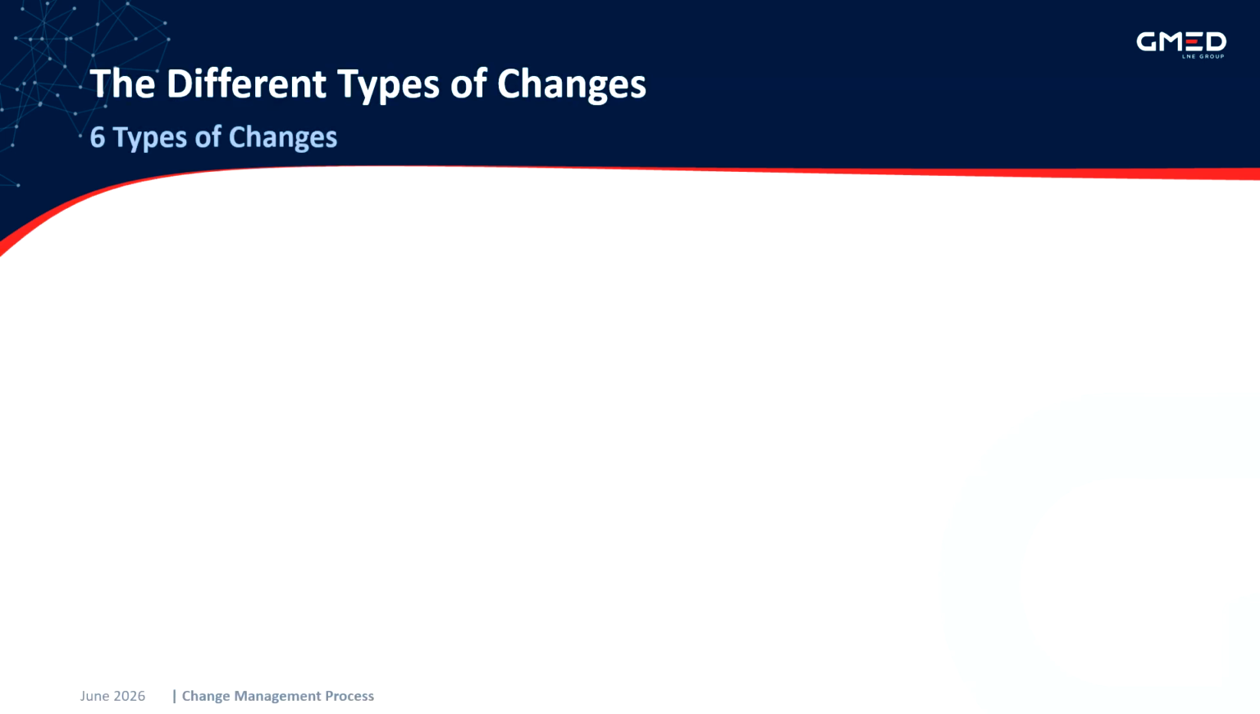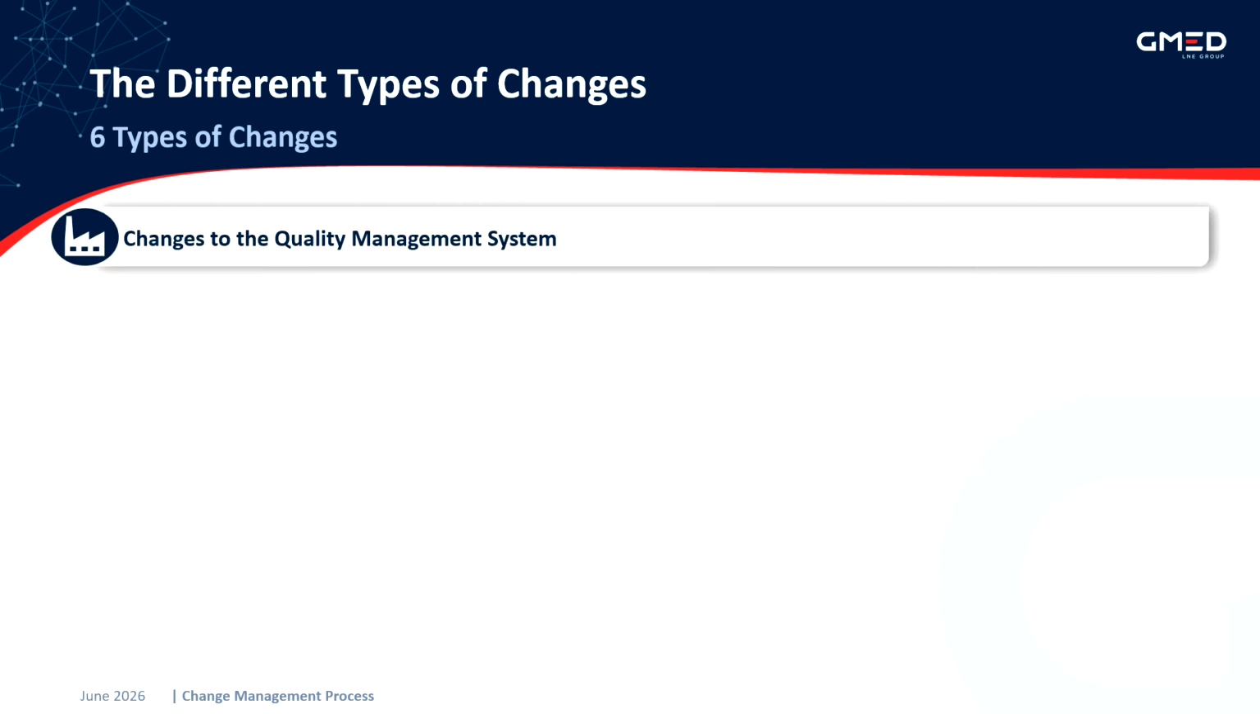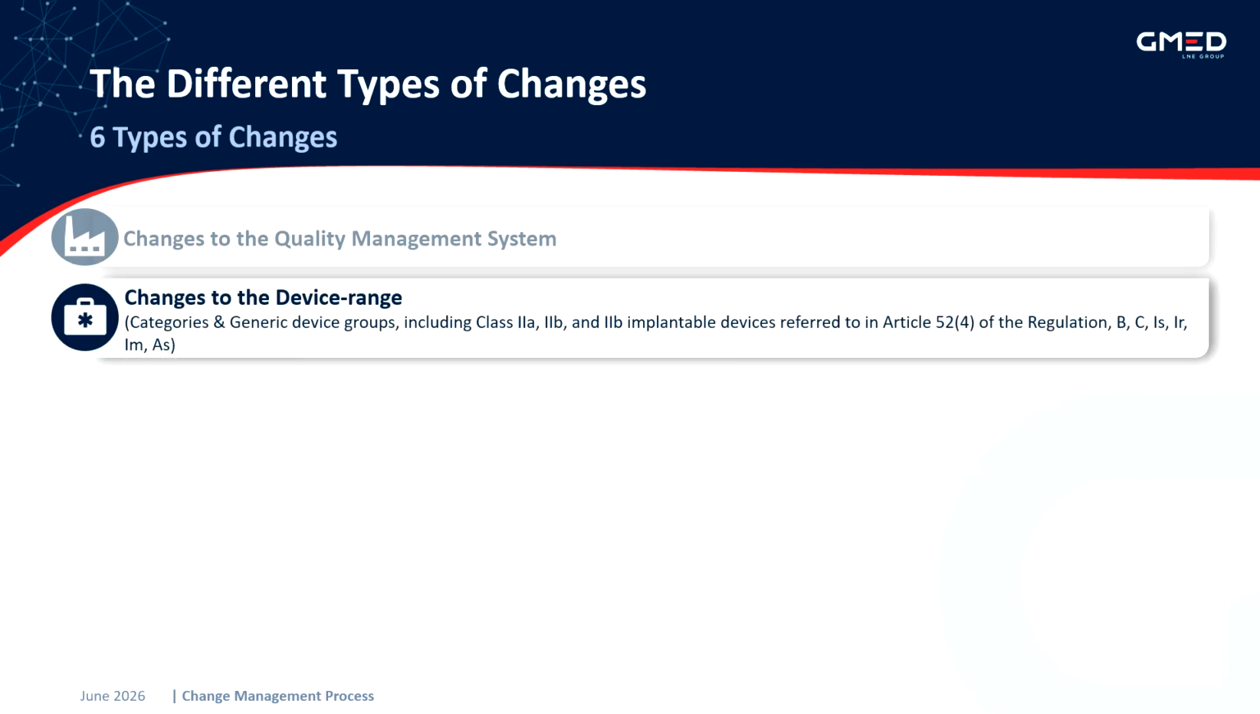The changes have been categorized into 6 types. Changes to the company's quality management system. Changes to the device range, which concern the categories and generic device groups, including devices subject to sampling, as well as classes 1S, 1R, 1M, and Class A sterile devices.